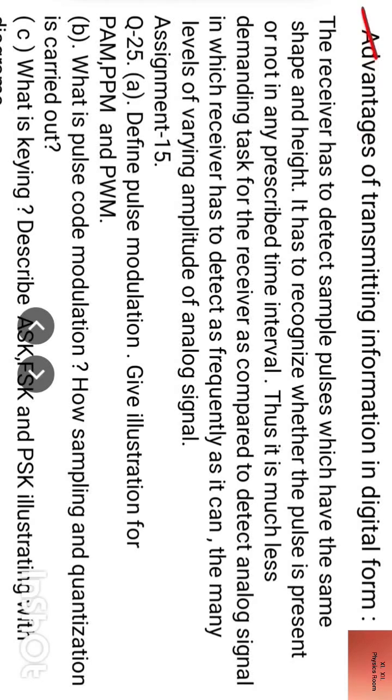Now, advantages of transmitting information in digital form. The receiver has to detect sample pulses which have the same shape and height. It has to recognize whether the pulse is present or not in any prescribed time interval. Thus, it is a much less demanding task for the receiver as compared to detecting an analog signal, in which the receiver has to detect as frequently as it can the many levels of varying amplitude of the analog signal.